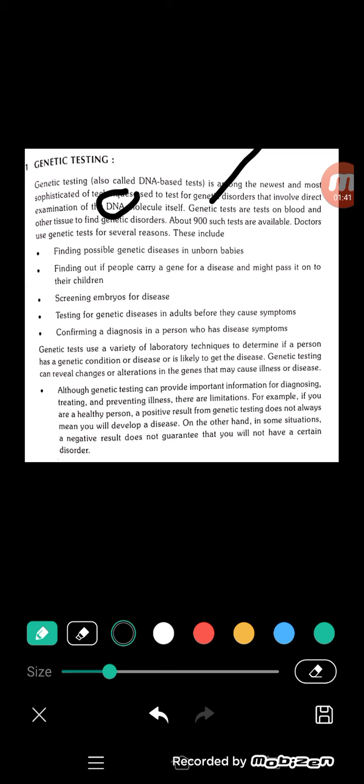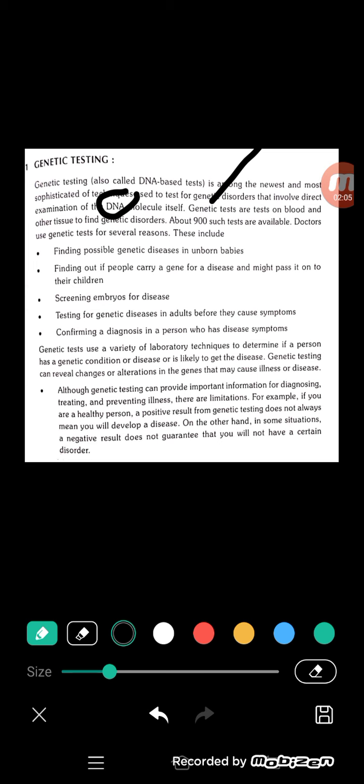About 900 such genetic tests are available, and doctors use genetic tests for several reasons. So which types of reasons are involved in genetic testing? Simply, how is the genetic test determined and which types of genetic tests are available. And before this, we will discuss the purposes for which we are studying genetic tests.